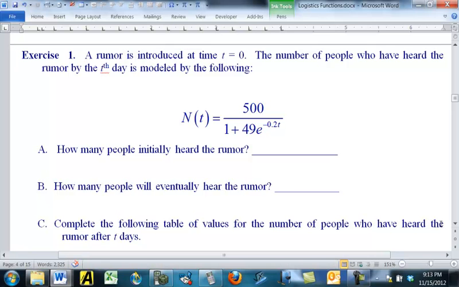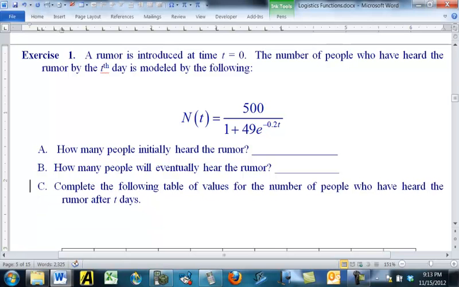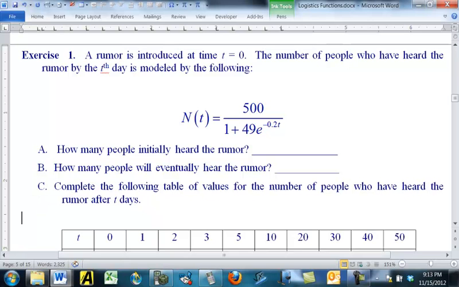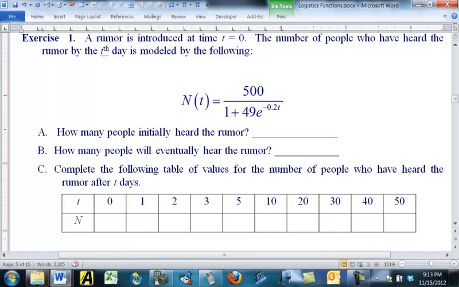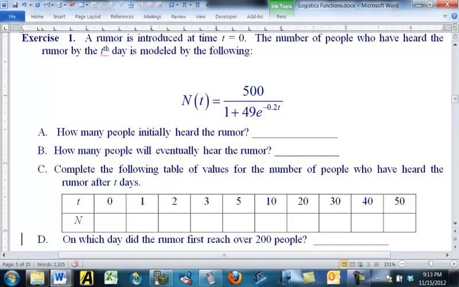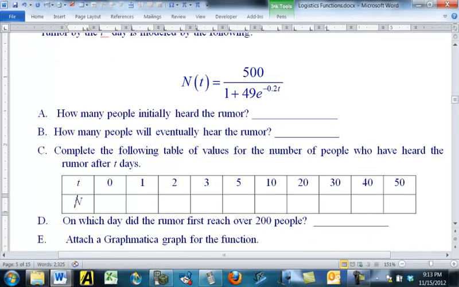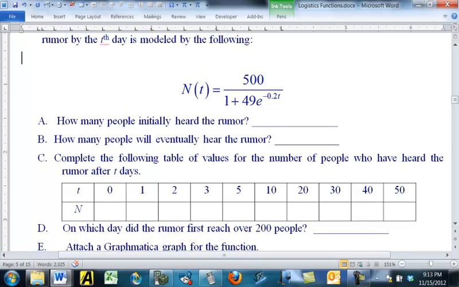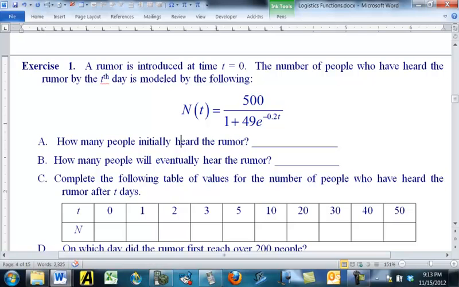So here are the questions I want you to answer. How many people initially heard the rumor? How many people will eventually hear the rumor? Fill out this table of values, and then when did the rumor first reach over 200 people, and then attach a graph. Maybe work out a graph. You can do it in your calculator, and then maybe also in Graphmatica.